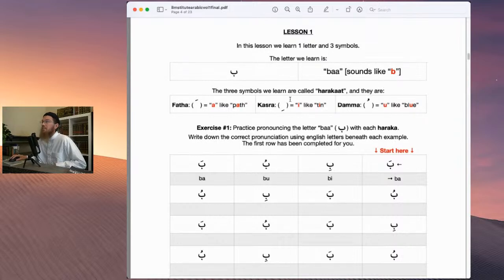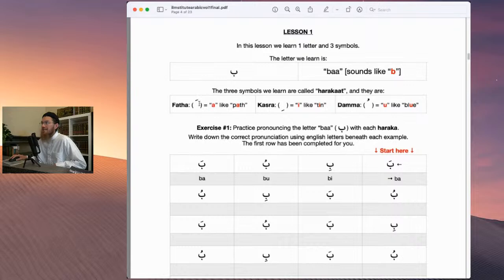And then the 3 symbols we learn are called harakat. It's important for you to also memorize these vocabulary words. It's important to know what a harakat is. Harakat is the plural. Sometimes people can read, but they might forget what they're called. So the 3 symbols we learn are called harakat, and they are, number 1, the fatha.